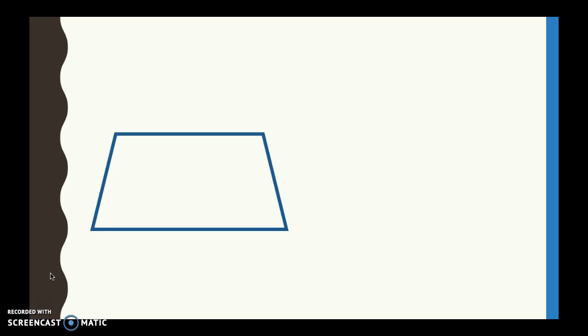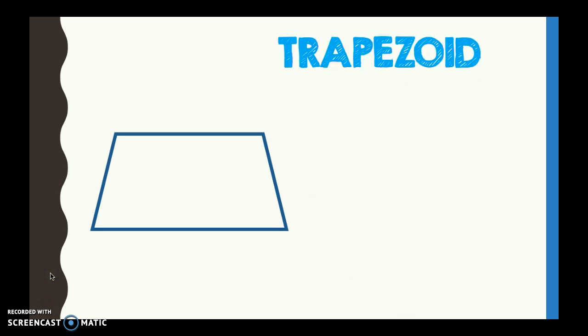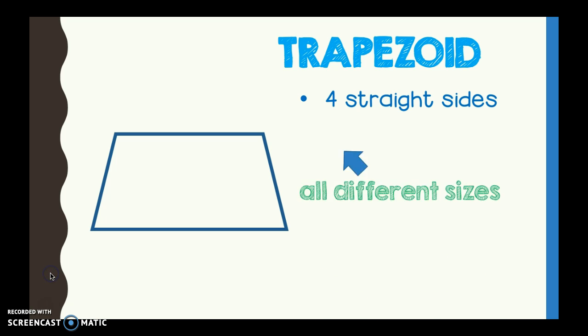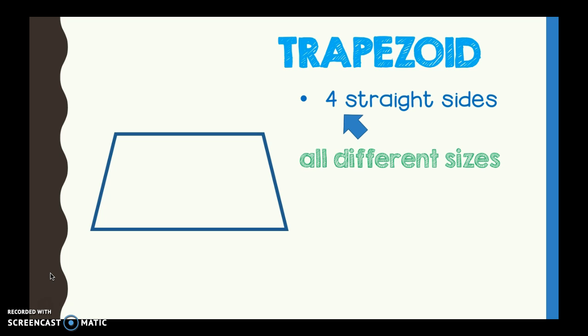What is this shape? This is another fun one. Have you noticed the funkier the shapes look, the cooler the names? Yeah, this one's name is trapezoid. Go ahead and say trapezoid. Good job. Now a trapezoid has 4 straight sides. Wow, I've been noticing there's a lot of shapes that have 4 straight sides. But they're all different sizes. They don't have to be the same length at all.